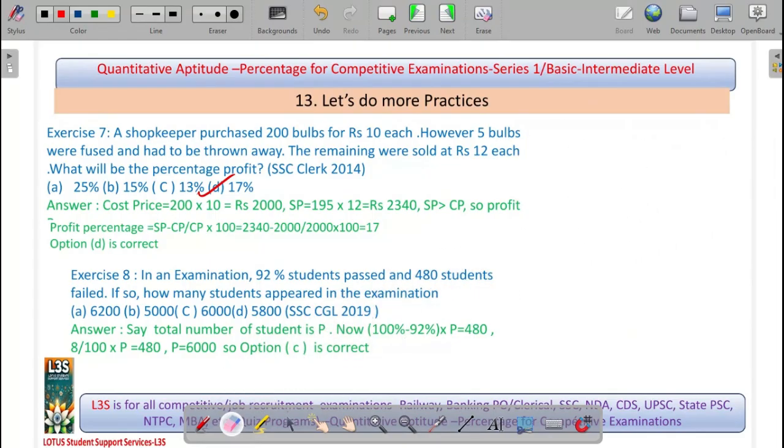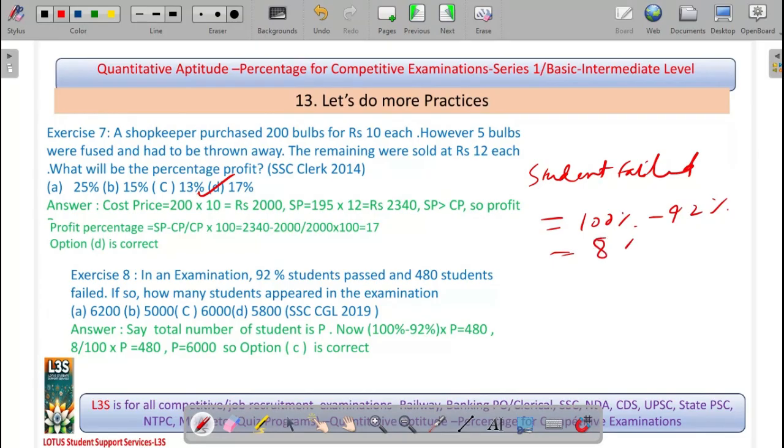Next question. In an exam, 92% students passed and 480 students failed. How many students appeared in the exam? So here they want the total students. 92% students passed and 480 students failed. So how many students failed? Students failed is 100% minus 92%, so this will be 8%.